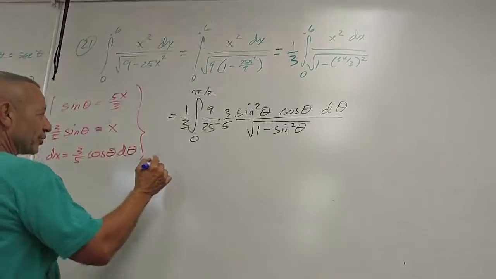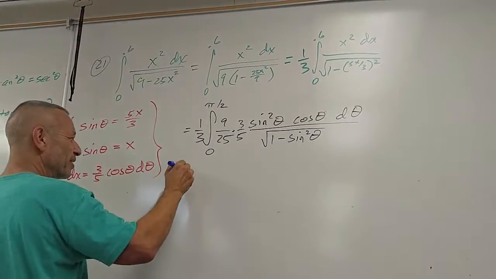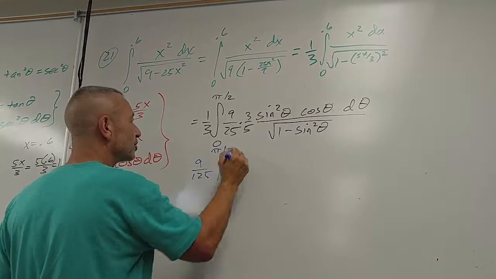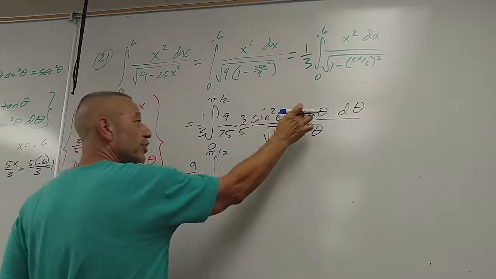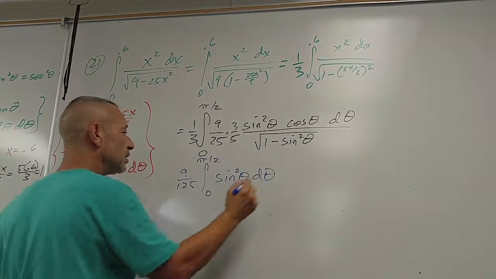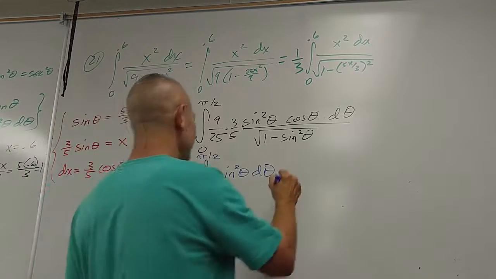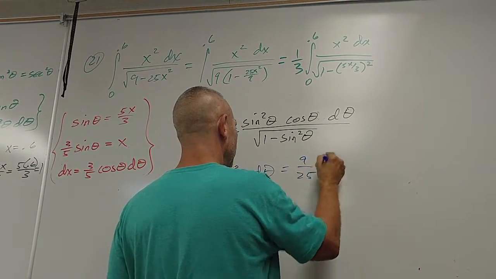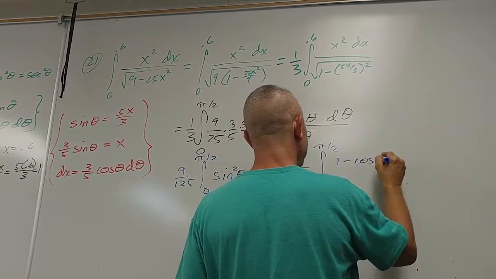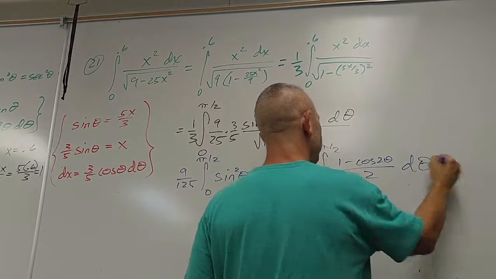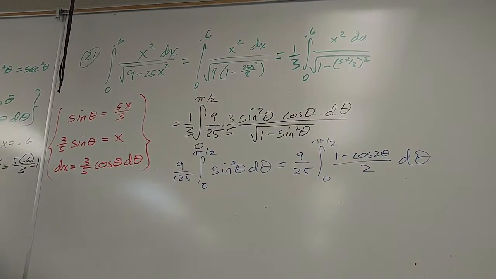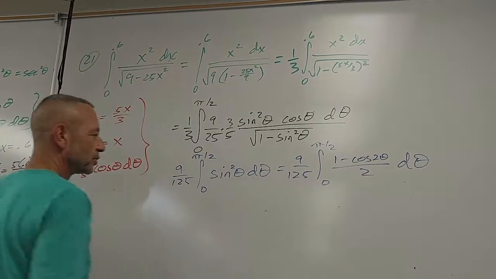So the 3 cancels, 5 times 5 times 5, that's 125? Yeah. 9 over 125, integral 0 to pi over 2. So this cosine cancels this cosine. We just have sine squared here, don't we? Yep. 9/25, integral 0 to pi over 2, 1 minus cosine 2 theta over 2 d theta. Oh, I didn't even say the 125, did I?